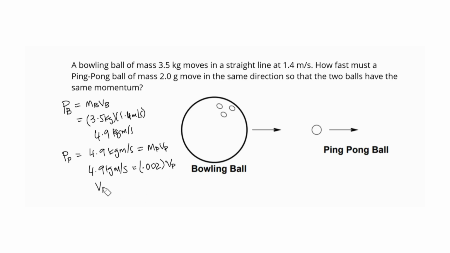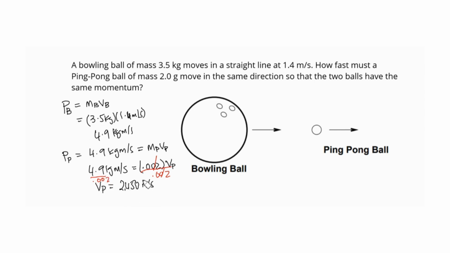So then for the velocity of the ping pong ball, what I'm doing here is dividing both sides by 0.002 to make sure that I get v_P by itself. And so now I see that v_P would be 4.9 divided by 0.002, which gives me 2450 meters per second. Now that's a super high speed, faster than the speed of sound. So that's how fast that little ping pong ball would need to move to have the same momentum as the bowling ball.